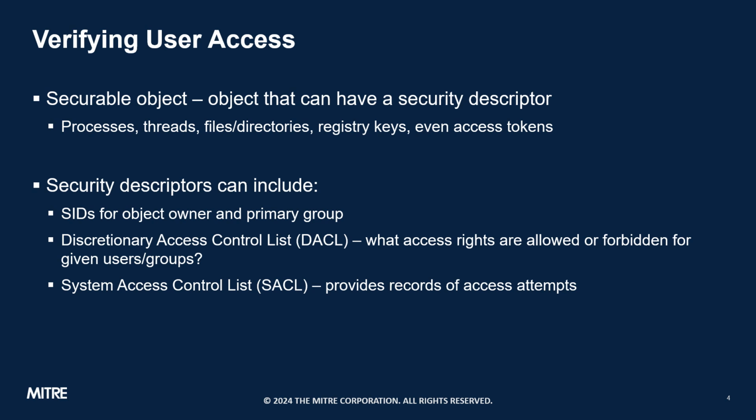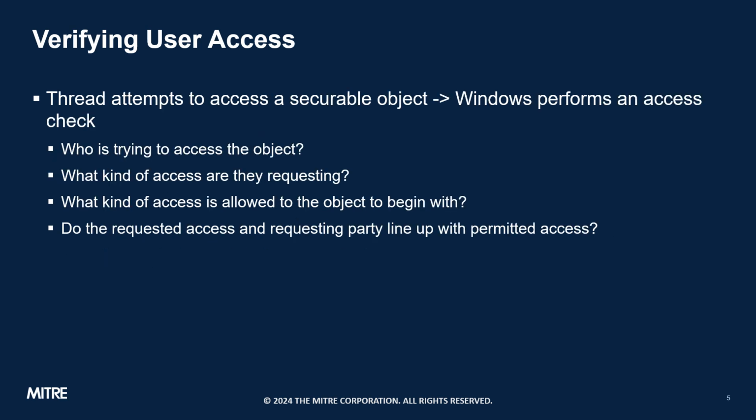This information can include the object owner SID, the object's primary group SID, the object's discretionary access control list, or DACL, and the object's system access control list, or SACL. The DACL describes what access rights are allowed or forbidden for given users and groups, and the SACL provides records of access attempts on the object.